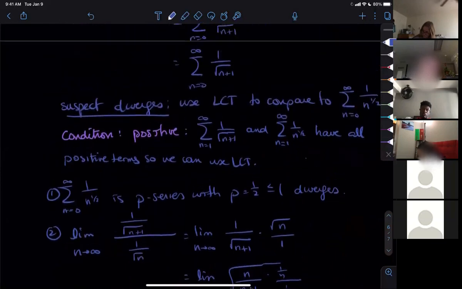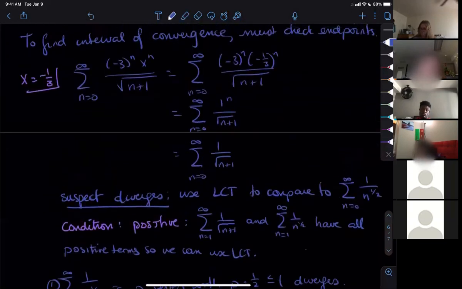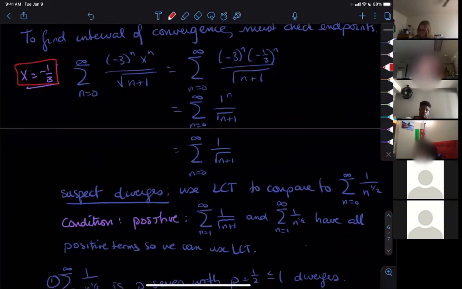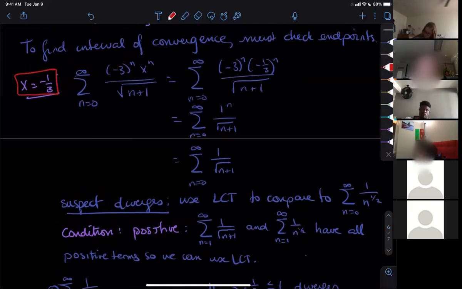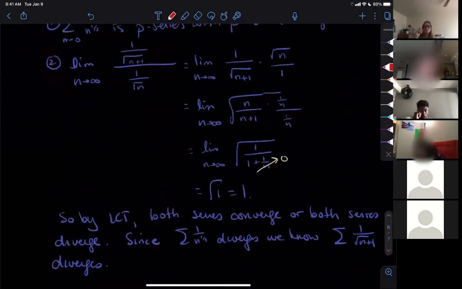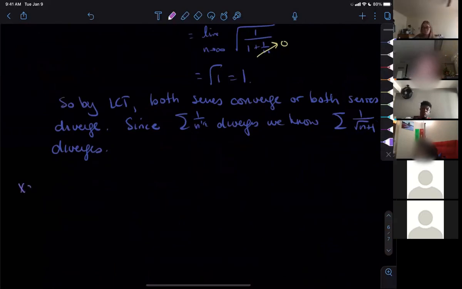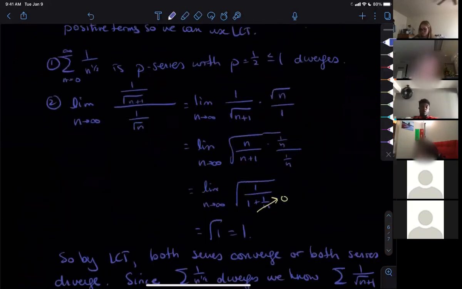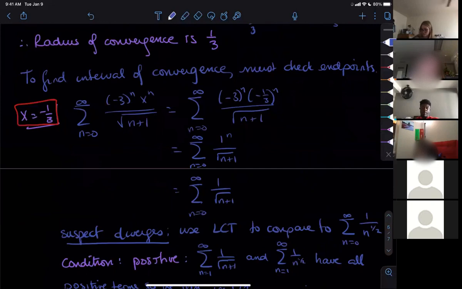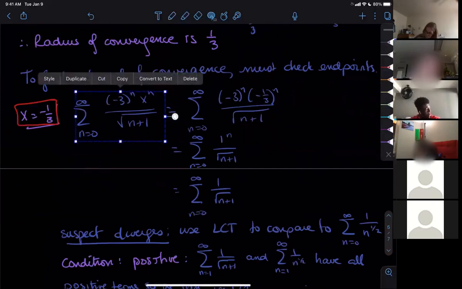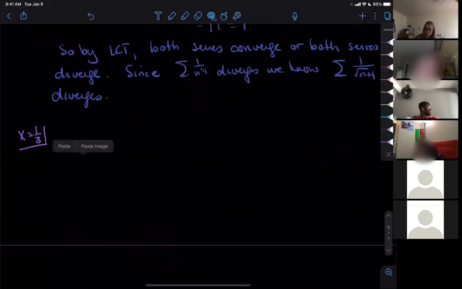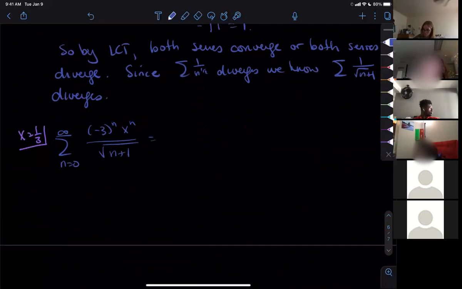Okay, so what that means is we don't get to include x equals negative 1/3. It diverges, doesn't converge there. But there's still more to check. There's still positive 1/3. What's the original series again? Here it is. So I'm going to plug positive 1/3 whenever I see an x.